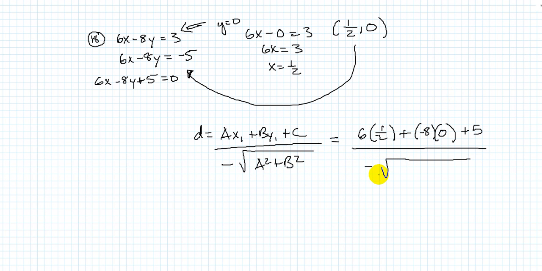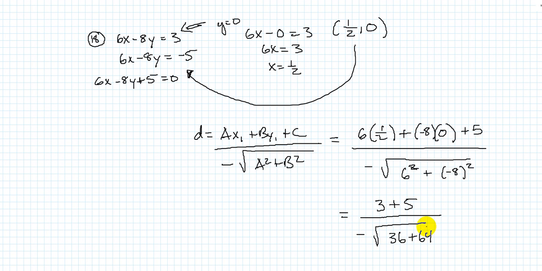But a is 6, so that's 6 squared. And then the b is negative 8. That's negative 8 squared. You don't have to write the negative because when you square it, it becomes positive. And then on the top we get 3 plus 5. On the bottom we get the negative square root of 36 plus 64. 36 plus 64 is 100. So you have the square root of 100, which is 10.